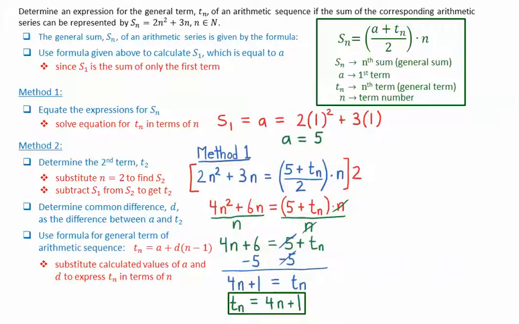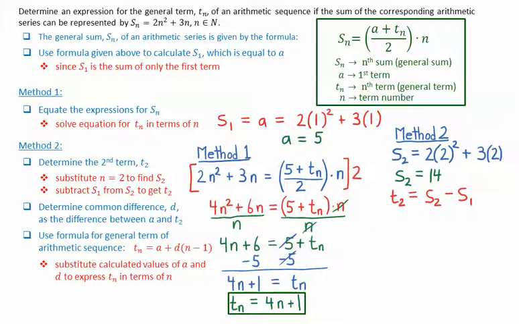To solve this using the second method, we'll first figure out the sum of the first two terms, S2, by substituting n equals 2 into the formula Sn equals 2n squared plus 3n. This gives a result of the sum of the first two terms of 14. To figure out the second term, we can then subtract the second sum minus the first sum. This gives a result of 14 minus 5, so the second term is equal to 9.